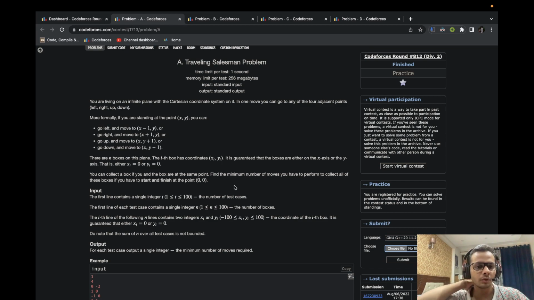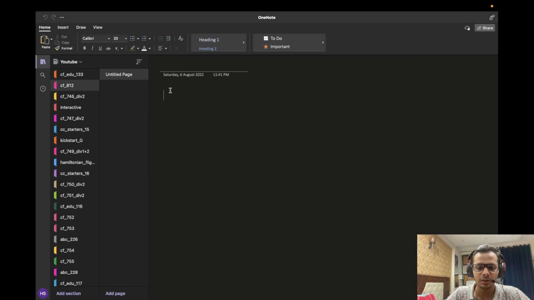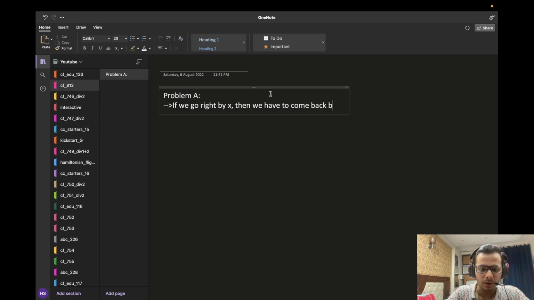So that's the problem. We will start at 0 comma 0 and we will finish at 0 comma 0, and we have to reach all these points and come back. Let's just have a look at the solution. This is a pretty easy problem. The only observation that is required to solve this problem is that if we go right by x, then we have to come back by x. This is the only observation that was required.